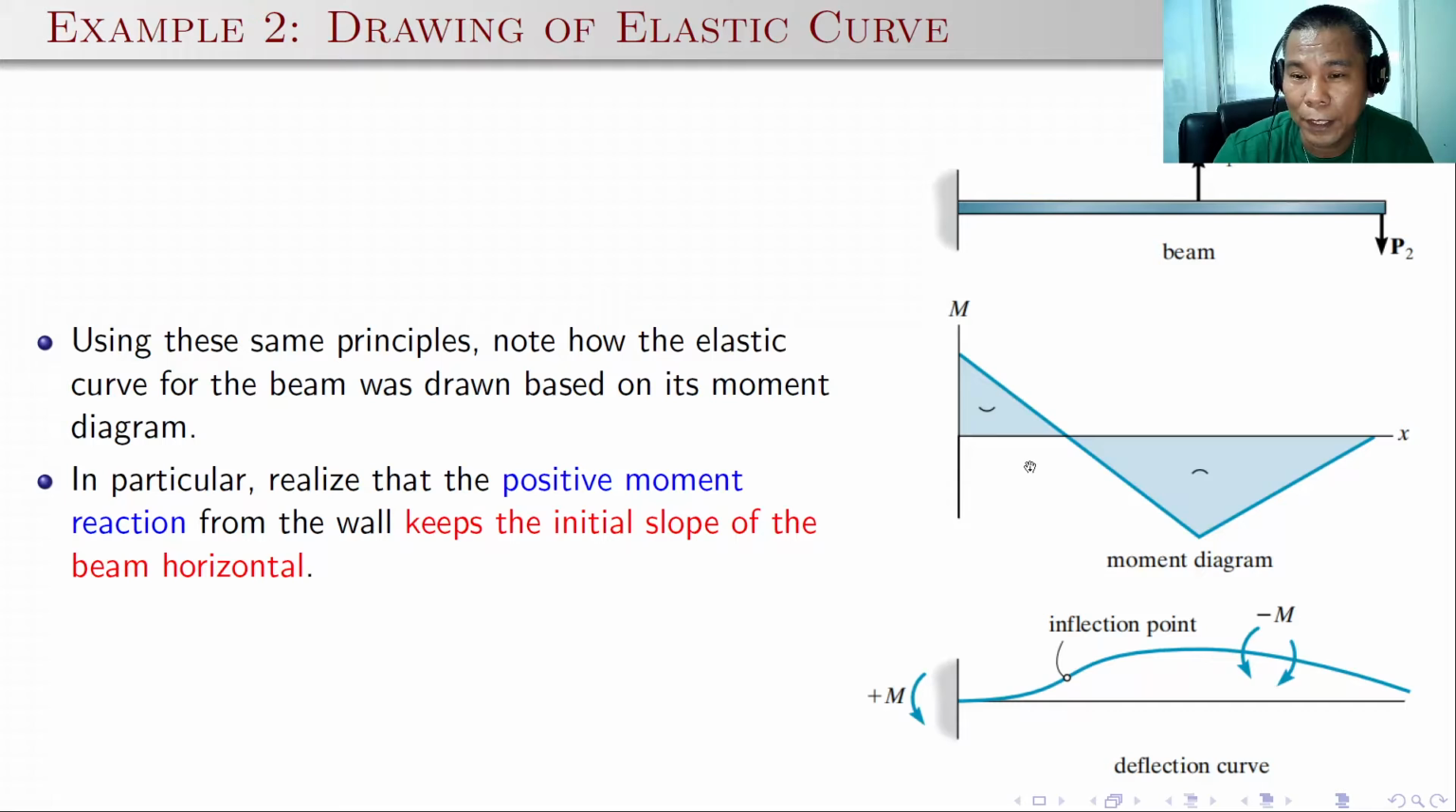Here we have a positive moment diagram near the support and a negative moment diagram on the right hand portion. And since the moment is positive near the support, then the elastic curve should be concave upward, and for the negative moment it should be concave downward. And again, at zero moment, the point at the elastic curve is what we call the inflection point. This is the point where the curve changes from concave upward to concave downward.